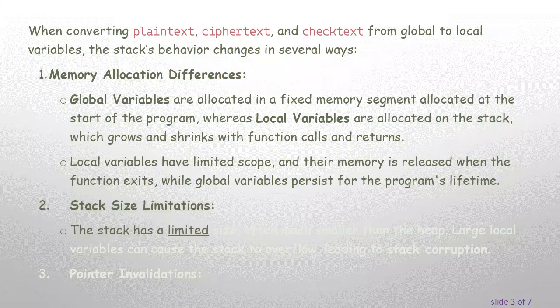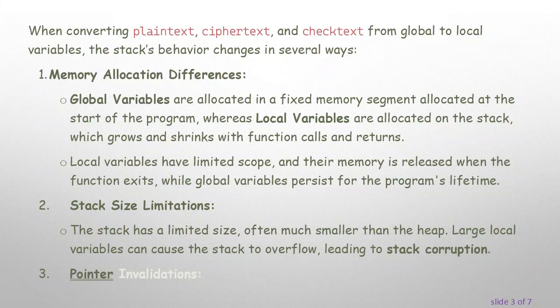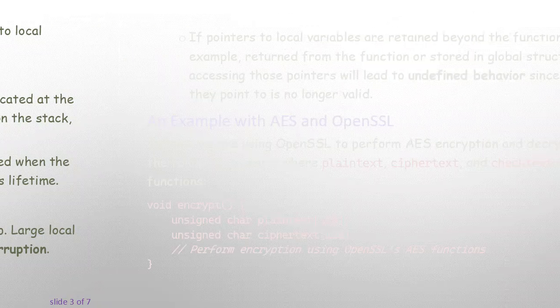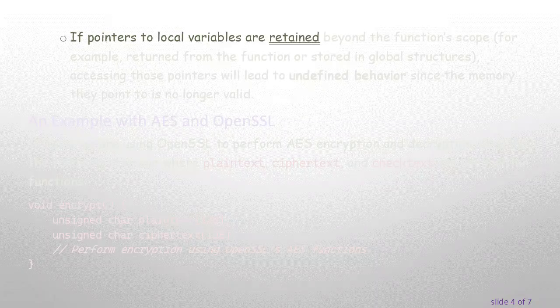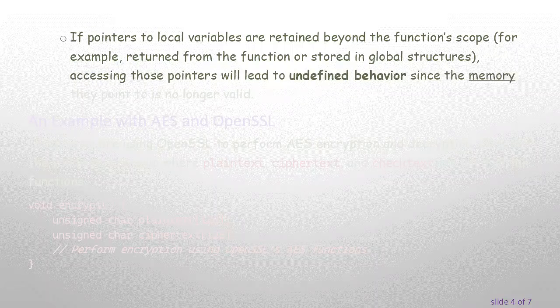Stack size limitations. The stack has a limited size, often much smaller than the heap. Large local variables can cause the stack to overflow, leading to stack corruption. Pointer invalidations. If pointers to local variables are retained beyond the function's scope, for example, returned from the function or stored in global structures, accessing those pointers will lead to undefined behavior since the memory they point to is no longer valid.